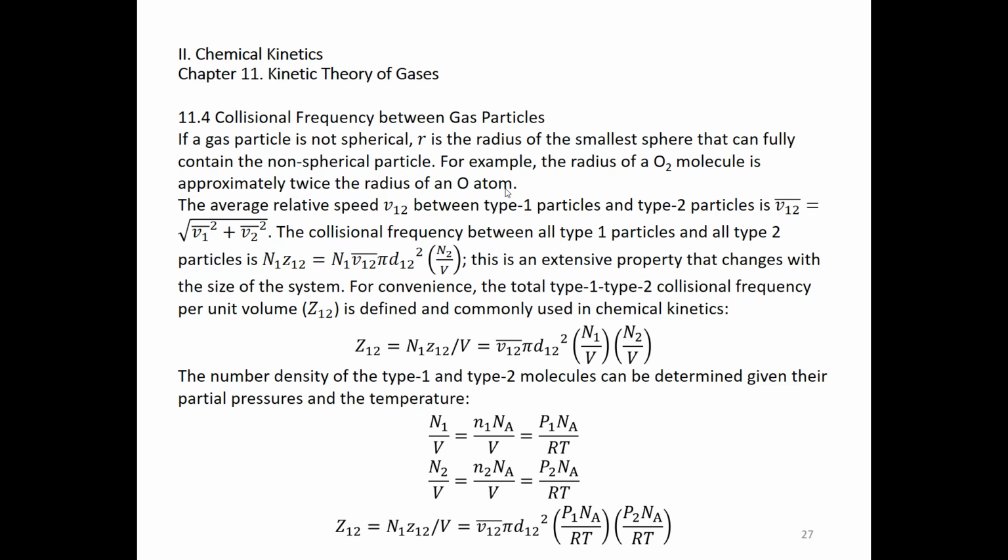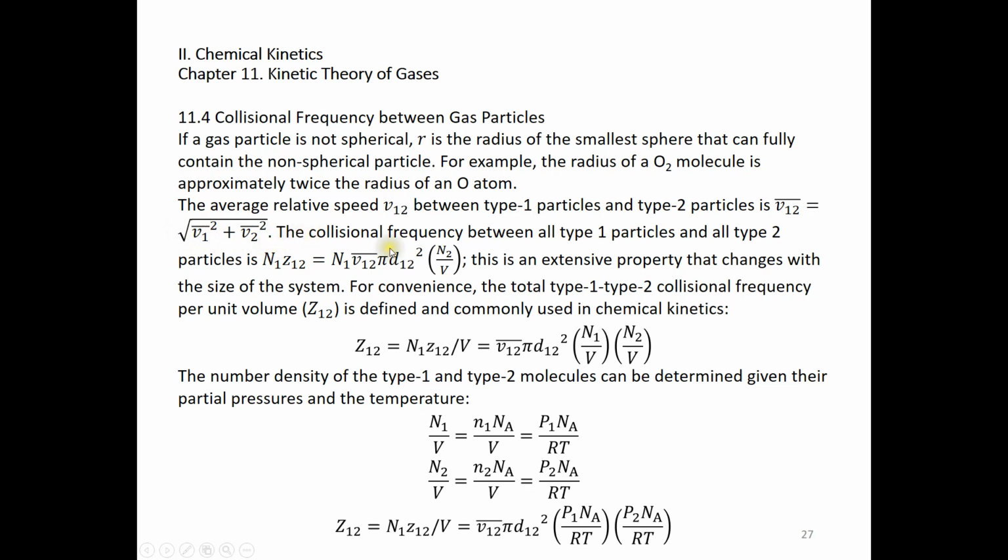And again, v12 is the relative speed, and after we put a bar on top, this is the average relative speed. That's the square root of v1 squared plus v2 squared. Both are average speed.